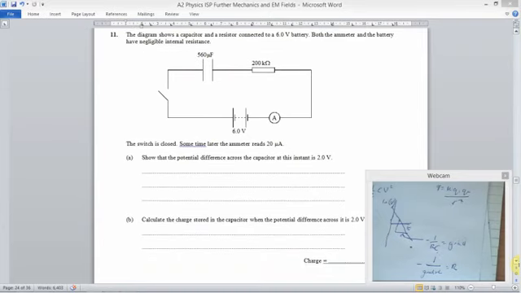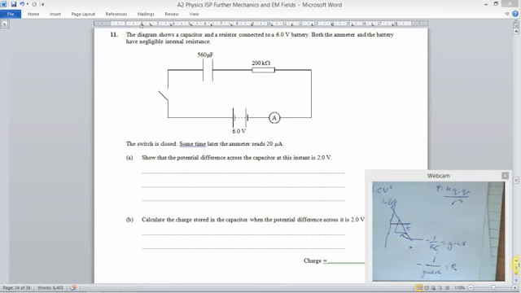Right, so we've got a diagram of a capacitor and resistor connected to a 6 volt battery. Both the ammeter and the battery have negligible internal resistance. The switch is closed. Sometime later the ammeter reads 20 microamps. Show that the potential difference across the capacitor at this instant is 2 volts. So we have the current, and they want the voltage.